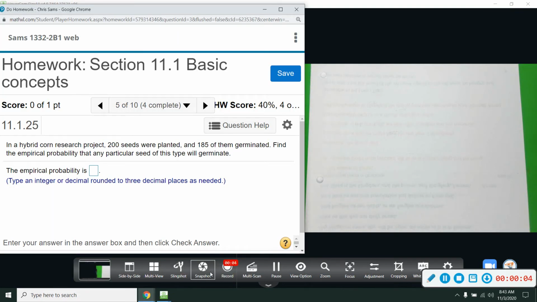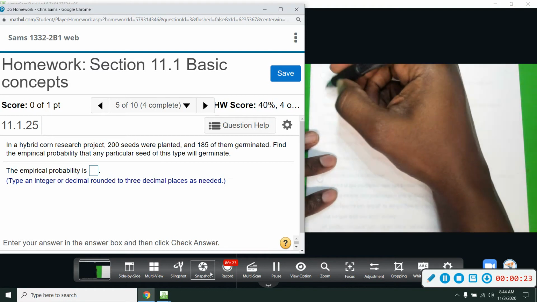Number 5, in a hybrid corn research project, 200 seeds were planted. 185 of them germinated. Find the empirical probability that any particular seed of this type will germinate. So with probability, there are 3 different types.